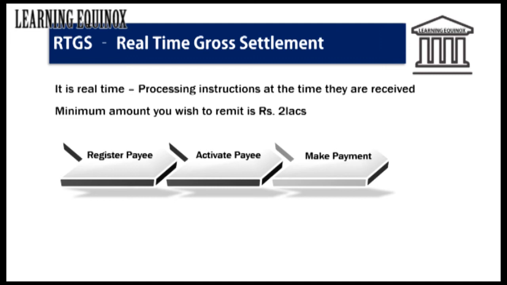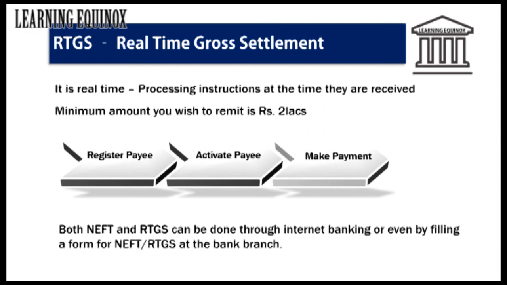Both NEFT and RTGS can be done through internet banking or even by filling up a form for RTGS and NEFT at the bank branch. The only difference here is that you will have to give both the details, that is yours, the payer, and the payee, in the form along with the details of the requested amount. The action will then get executed by the branch official as per the instructions given by you to your banker.